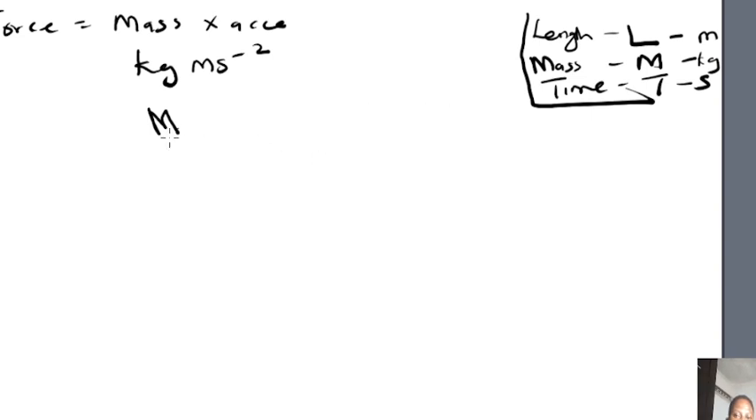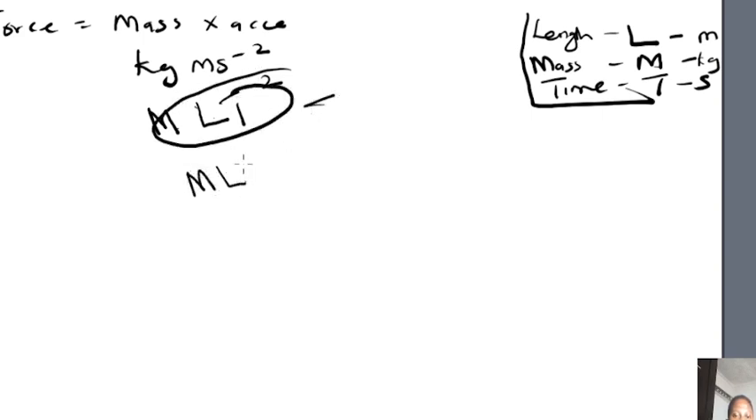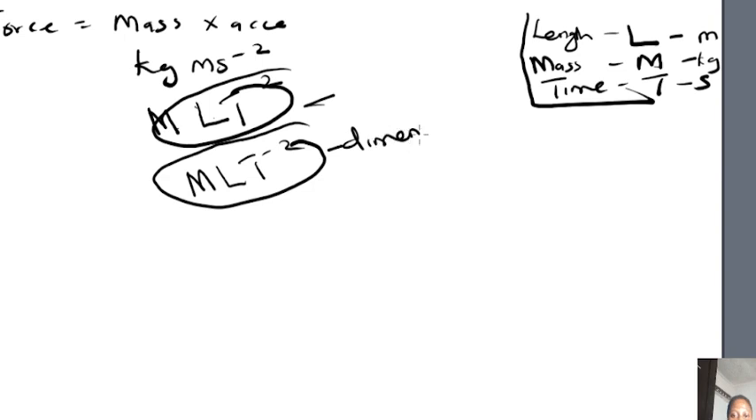So we have m here. What are we representing our m with? We're going to represent it with capital L. We have s. What are we going to represent our s with? With capital T. Then we have minus 2. And so here is the dimension. Let me write it down: M, L, T minus 2. So this is the dimension for force. So you see how easy, how simple it is.